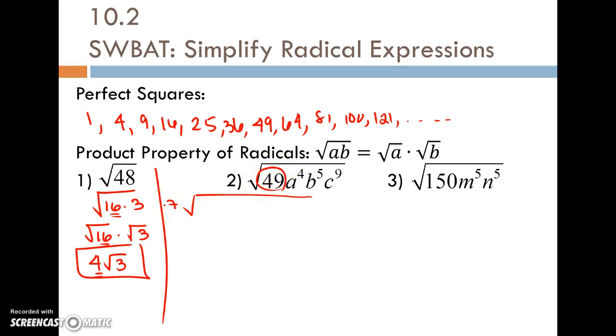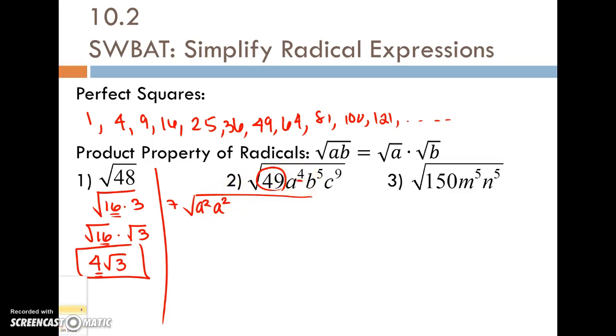Now I'm looking at the variables that we have here, and I want to break those down into perfect squares. I know that a squared is a perfect square, because what's the square root of a squared? Just a. But a squared is not the same thing as a to the fourth. So how many more a squareds do I need? Well, now I have 1, 2, 3, 4, and I have that 4 now.